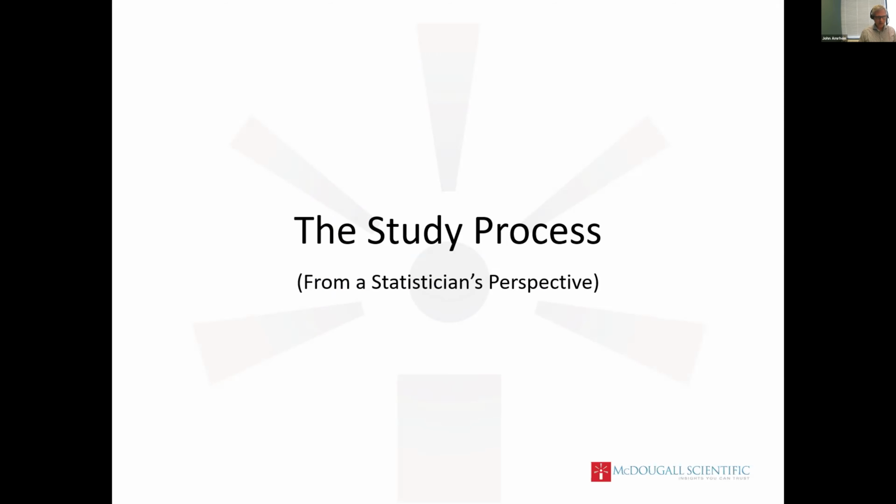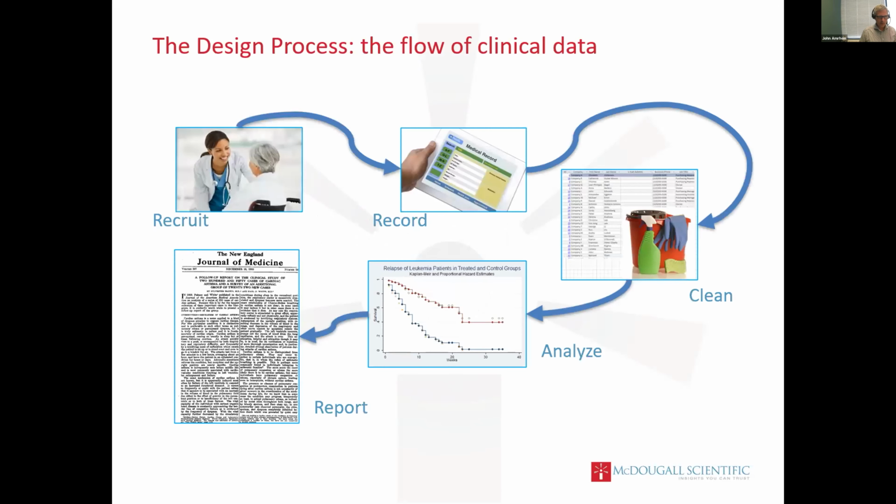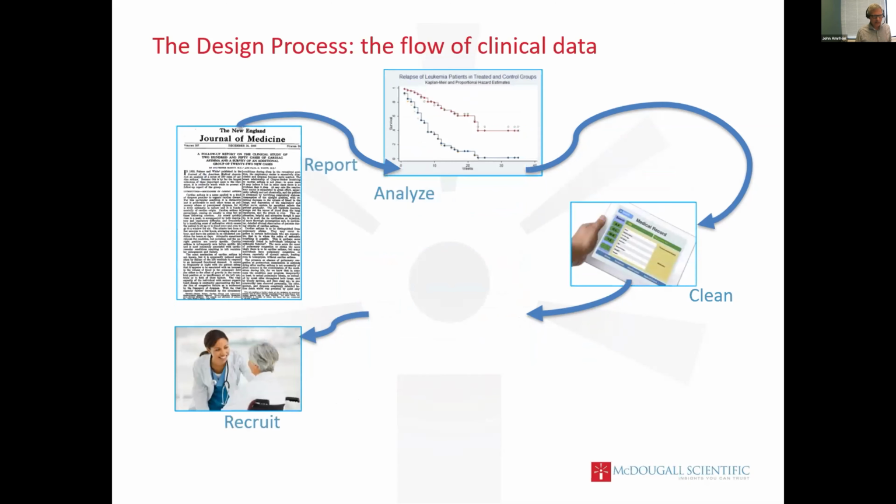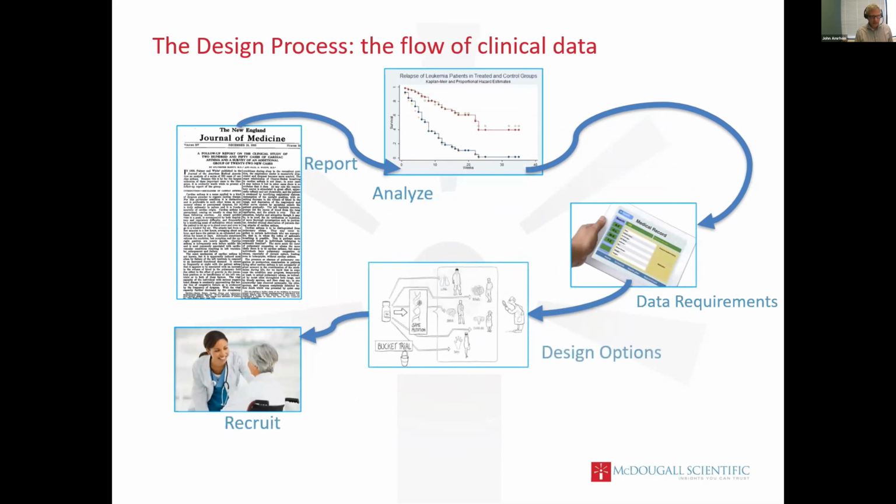So the study process, and this is from a statistician's perspective, this is the data flow that we all experience in a clinical study. We recruit patients, we record data about those patients, data management, CRA, site get busy cleaning the data. The database is locked, the data is handed over to a team of statisticians and programmers who analyze and summarize the data, and those results are passed off to the sponsor who writes a clinical study report or a publication or both. At the design stage, this is how we as statisticians think about the study data flow.